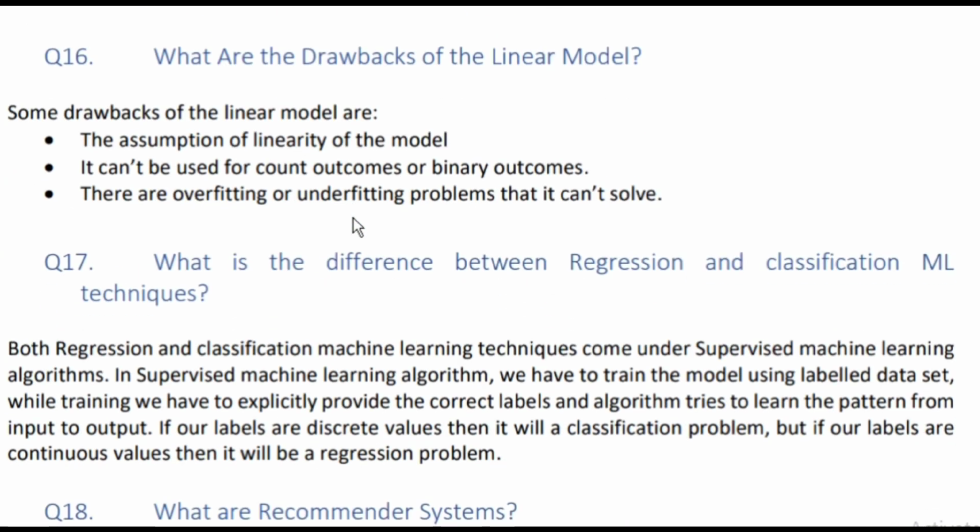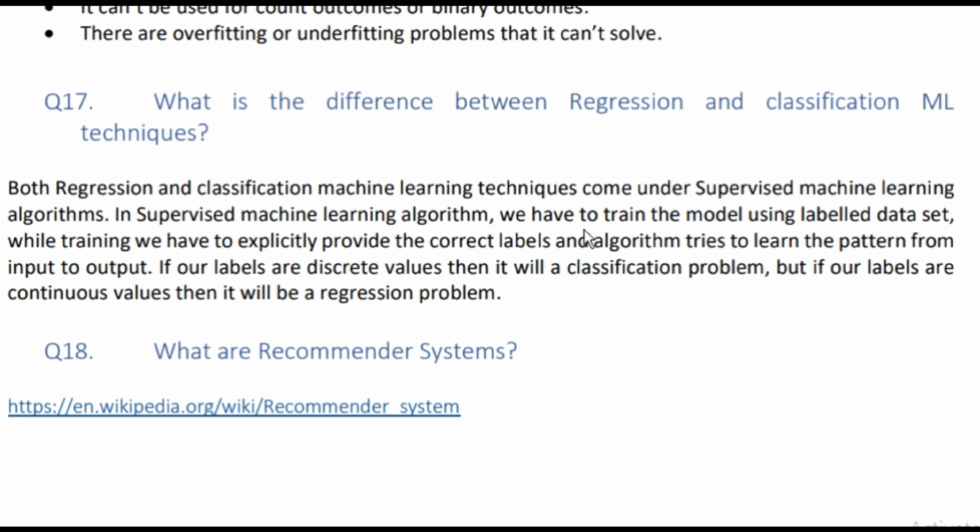Question number 16. What are the drawbacks of the linear model? Some drawbacks of the linear model are: number 1, the assumption of linearity of the model. Number 2, it cannot be used for count outcomes or binary outcomes. Number 3, there are overfitting or underfitting problems that it cannot solve.